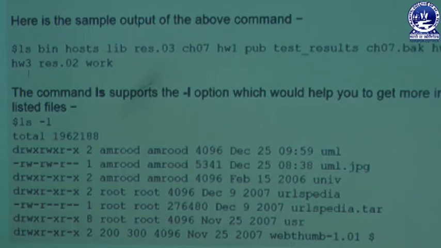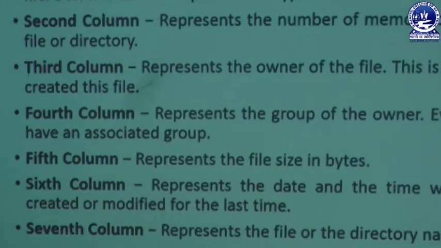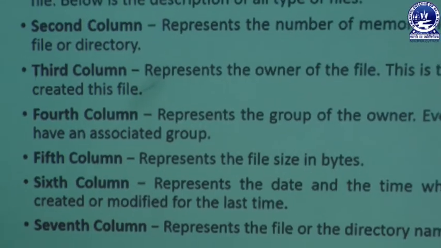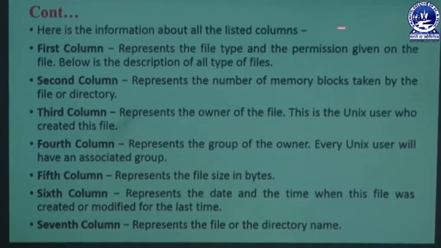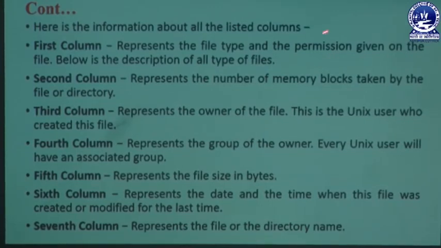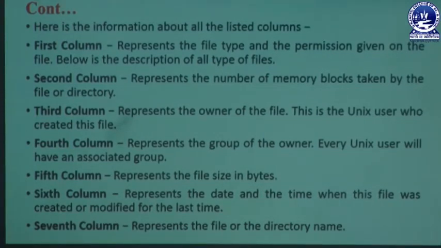Then we are going to learn some brief description about the listing of files. Here is the information about all the listed columns, starting with the first column. The first column represents the file type and the permissions given on the file. The below description explains all types of files, because the first column gives us a fundamental idea about files and their permissions. That means which type of permission the file has, read-write, only writing mode, not editable, or any other format.